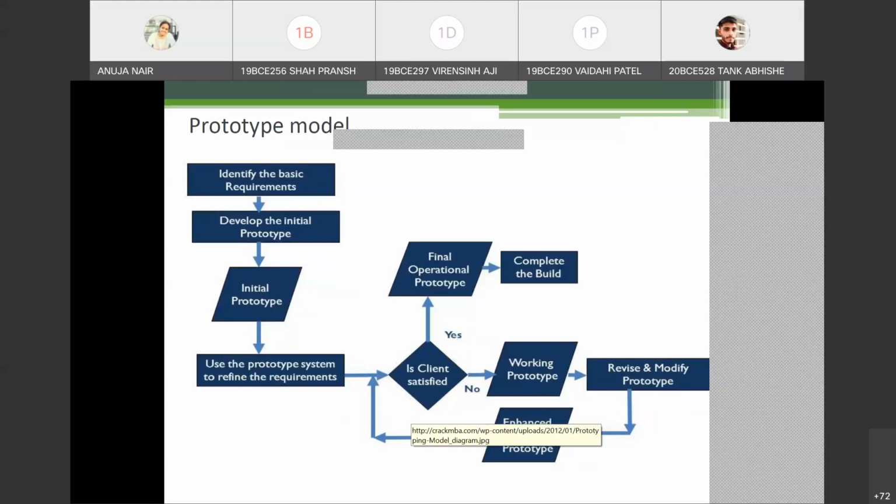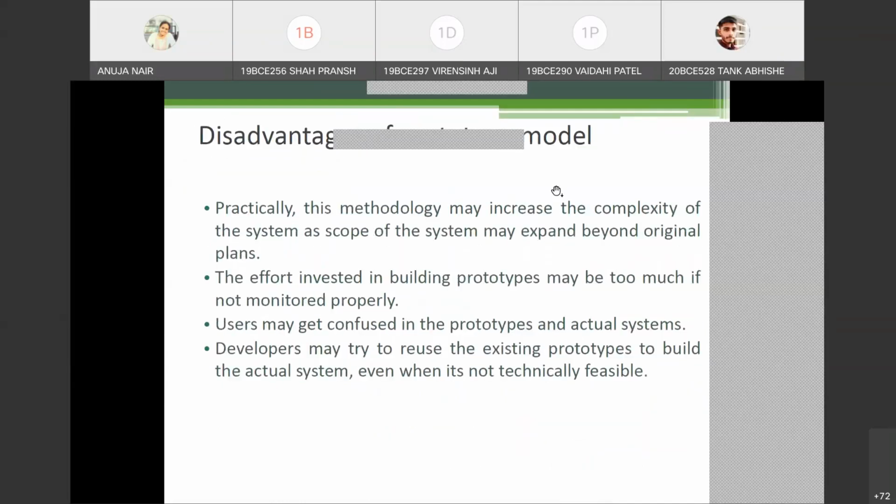You will not be actually working on the build. You will not be working on the actual product. You will be just working on the prototype itself. And as and when the client gets satisfied with each and every refinement which is happening, you will finally get a complete build of the project. So is it clear, what happens in prototype model? Can I get a reply from everyone? Is it clear?